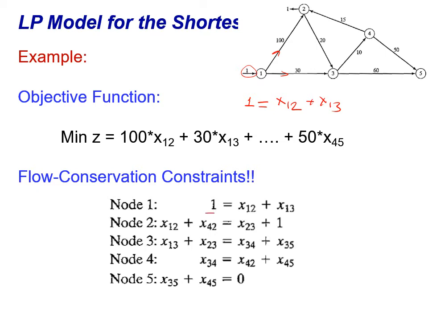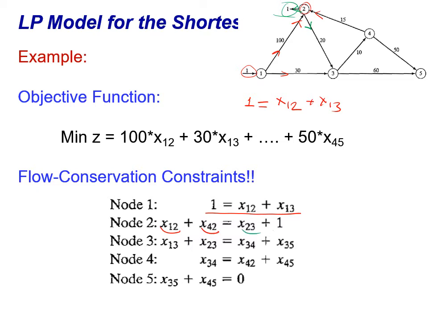So for node 1, the flow balance constraint is this. For node 2, now look, the input into node 2 is x12 and x42. So x12 plus x42 is equal to the output, and the output can be x23 or this external output. It's not going to another node, but it is the output of this.